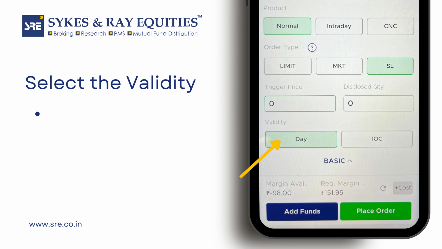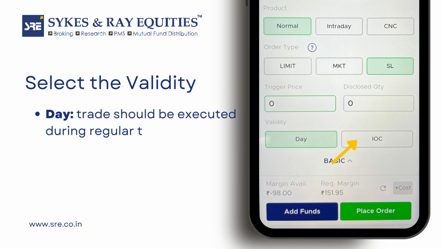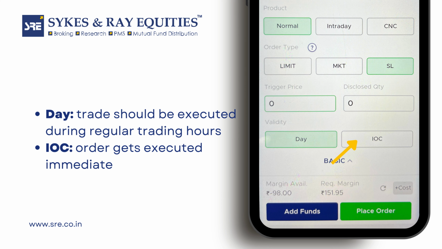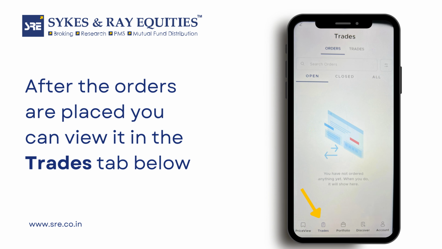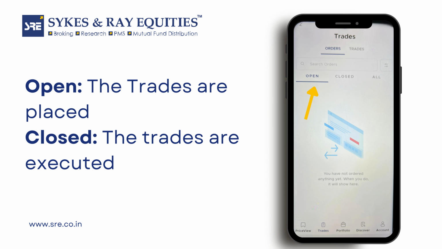Select the validity. Day means trade should be executed during regular trading hours. Immediate or cancel means order gets executed immediately or cancelled, and place the order. After the orders are placed, you can view it in the Trades tab below. Open means the trades are placed. Closed means the trades are executed.